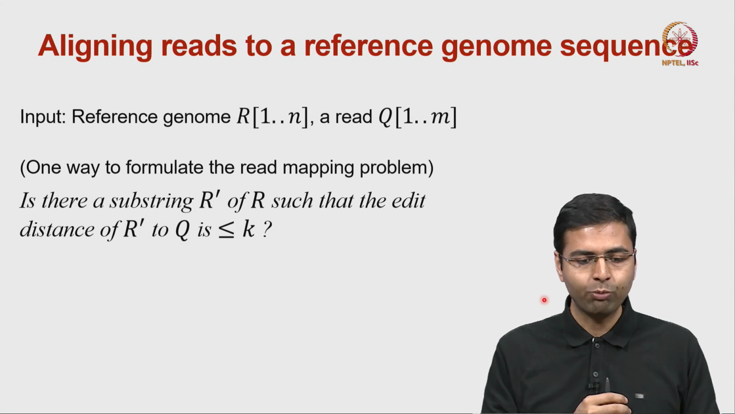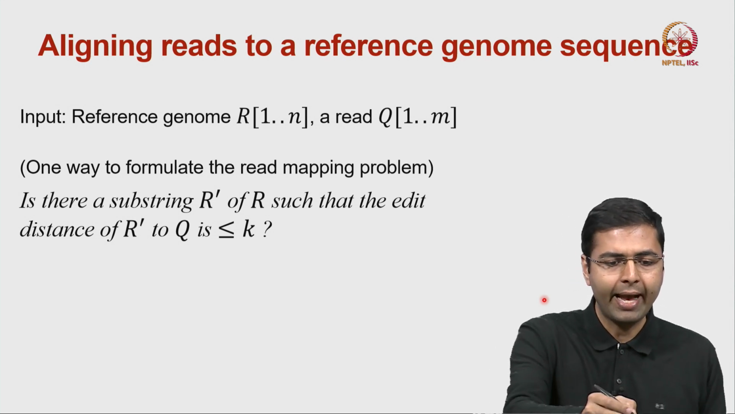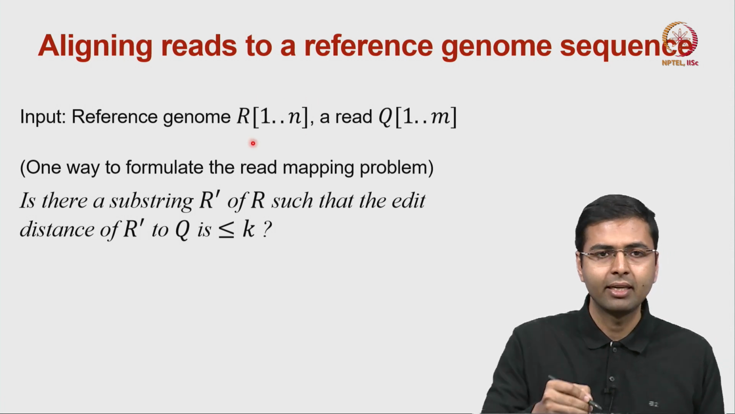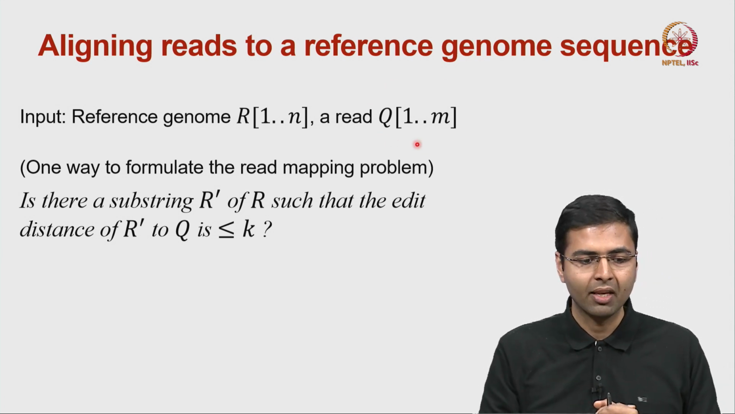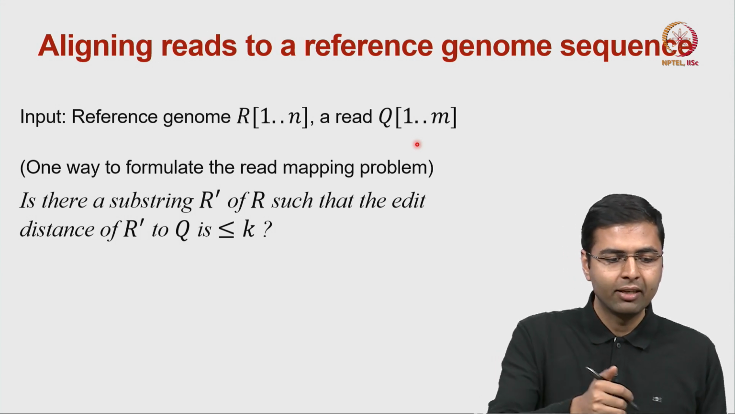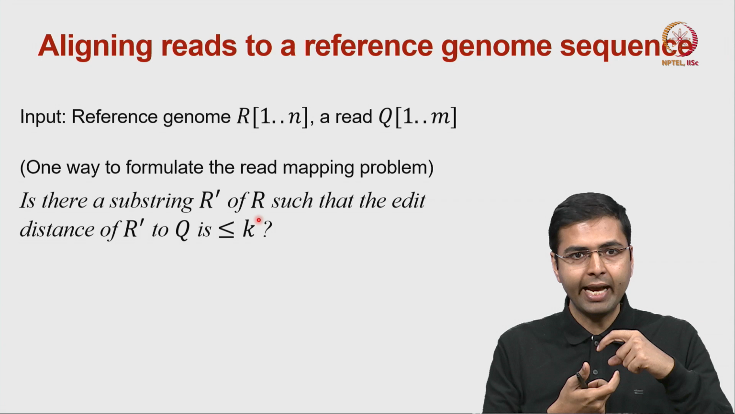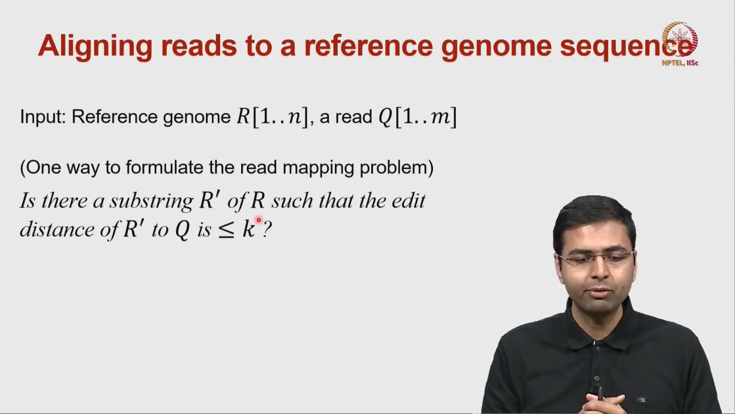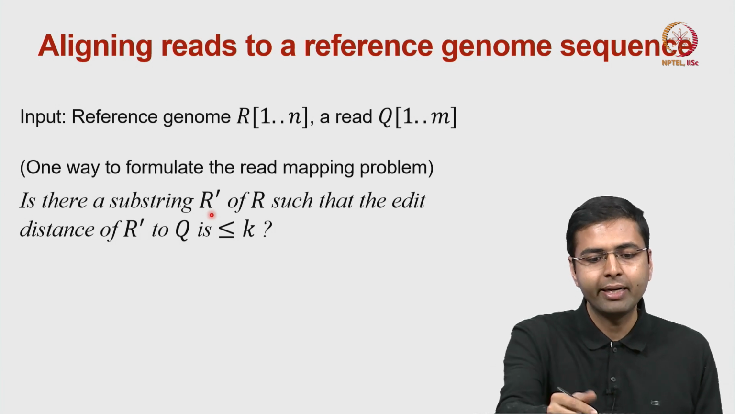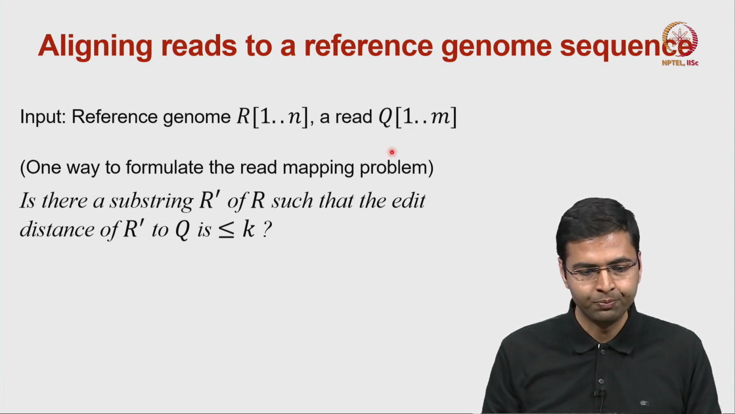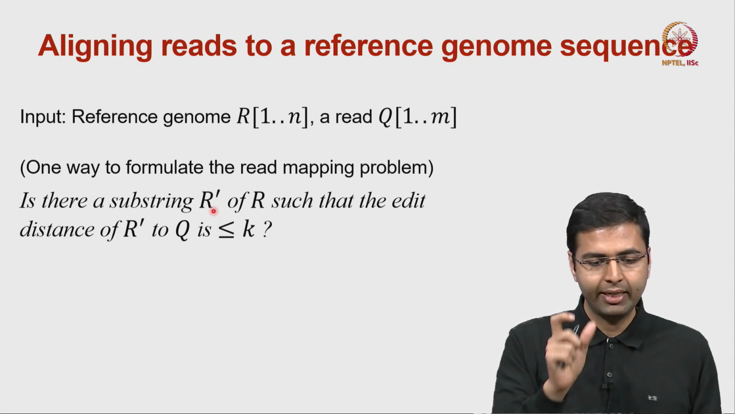So, how would you formulate this problem? Well, we have seen this kind of problem in the previous lectures, where you can think of read mapping as a scenario where you are given a reference genome text as input. So, this is a string R of length n, and let us say you are given another short string, the read q of length m. So, one way to formulate the read mapping problem is to ask whether there is a substring r' of R such that the edit distance between r' and q is less than or equal to k, where k is some threshold. That is to say, is there a substring in the reference genome such that the edit distance of that substring against my read is less than or equal to some threshold value. If there is, then we know there is an approximate occurrence of that read at r' in the entire reference genome R.